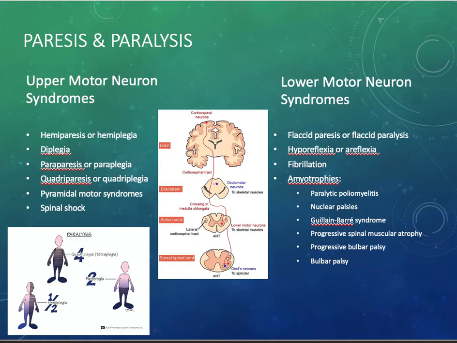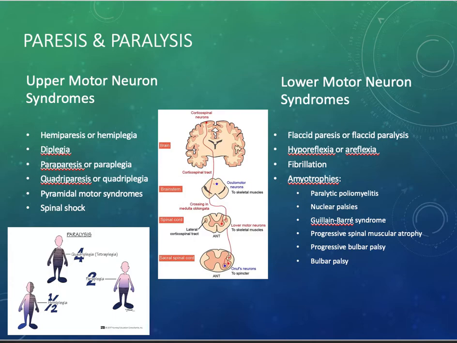We saw hyperreflexia. Fibrillation is something that we'll see with lower motor neuron syndromes, and that's actually where there's a lot of twitching of individual muscle fibers, but the whole muscle doesn't work. It doesn't move, and that's if that motor neuron that was supplying that muscle got destroyed. So then the muscle fibers that it goes through don't have anything to do.